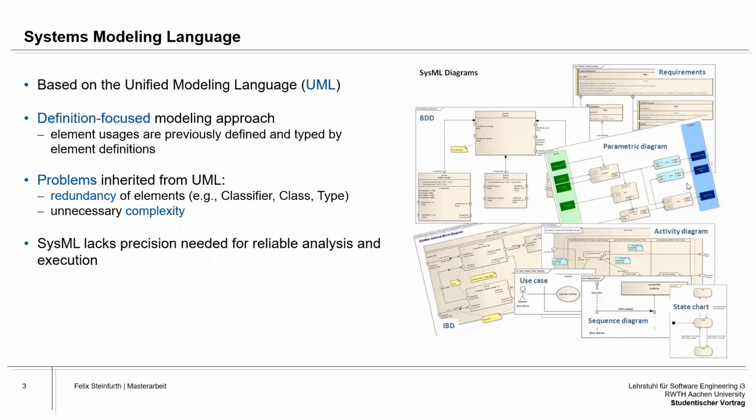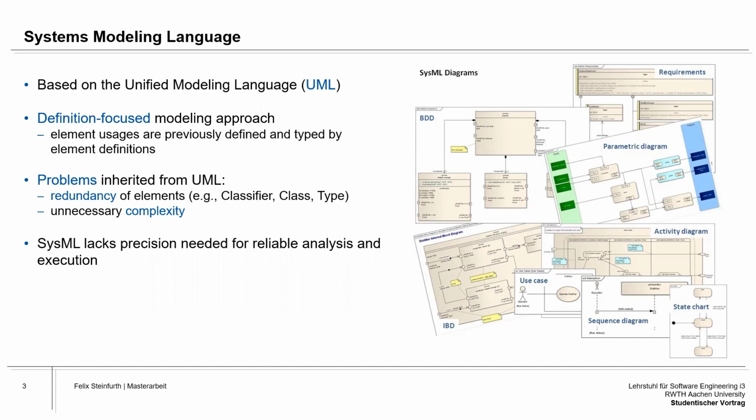The Systems Modeling Language is based on the UML. It follows a definition-focused modeling approach, which means that any element usages are previously defined and typed by their element definitions. The Systems Modeling Language consists of 9 different diagram types, which can be seen on the right-hand side, which are used to model the structure, behavior, parametrics, and requirements of a system.